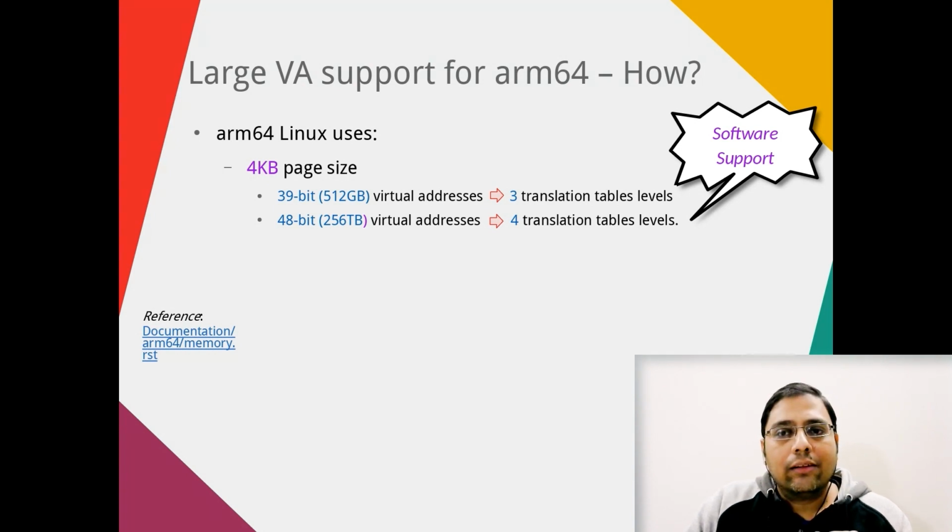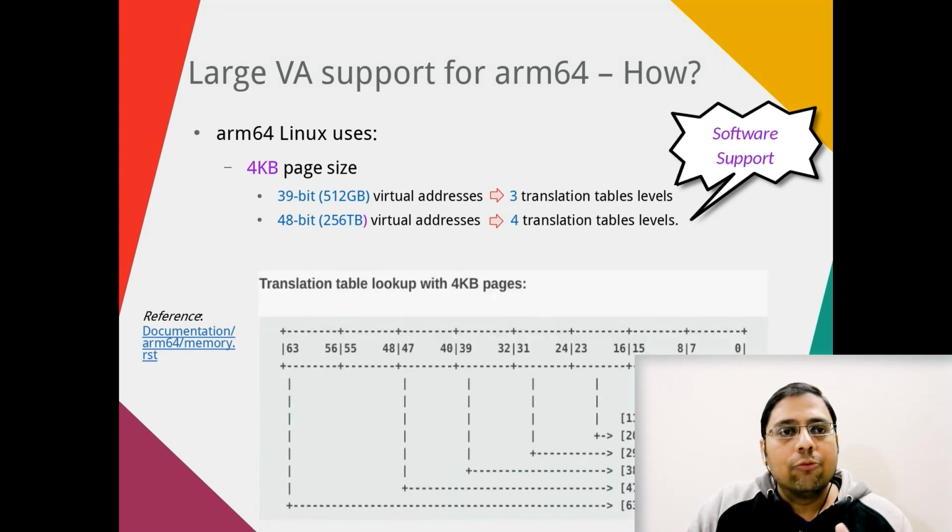So let's look at the virtual addressing ranges supported when the 4K page size is used. First is the 39-bit addressing range, which allows 3 translation table levels. The second is the 48-bit addressing range, which allows 4 translation table levels. You can refer to the ARM64 memory documentation page inside the Linux kernel documentation for more details.